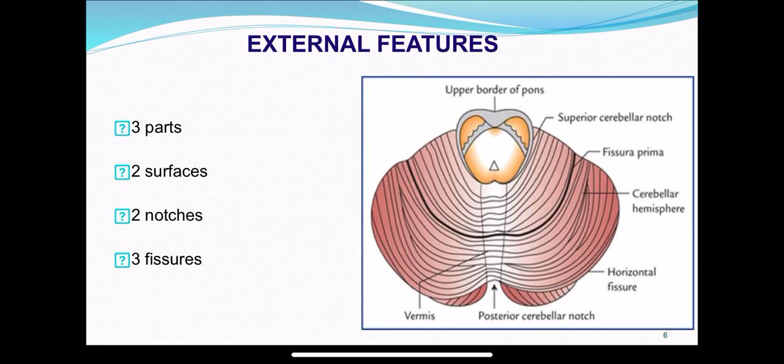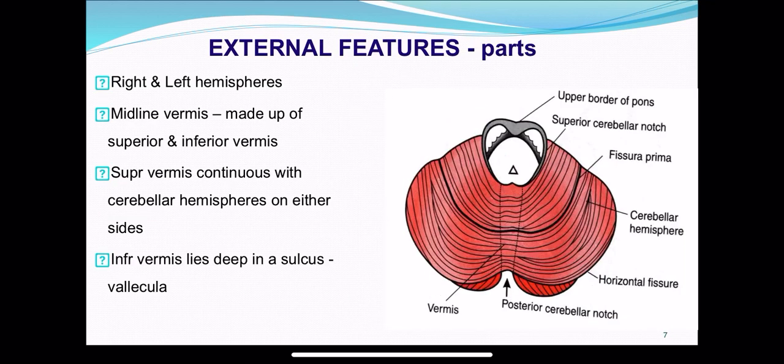Now moving on to external features, it has three parts, two surfaces, two notches, and three fissures. So these features we will be studying one by one in detail now. Parts: it has three parts, right and left hemispheres and a midline vermis. The vermis is made up of a superior vermis and an inferior vermis. Superior vermis is continuous with cerebellar hemispheres on either side. Inferior vermis lies deep in a sulcus known as vallecula.